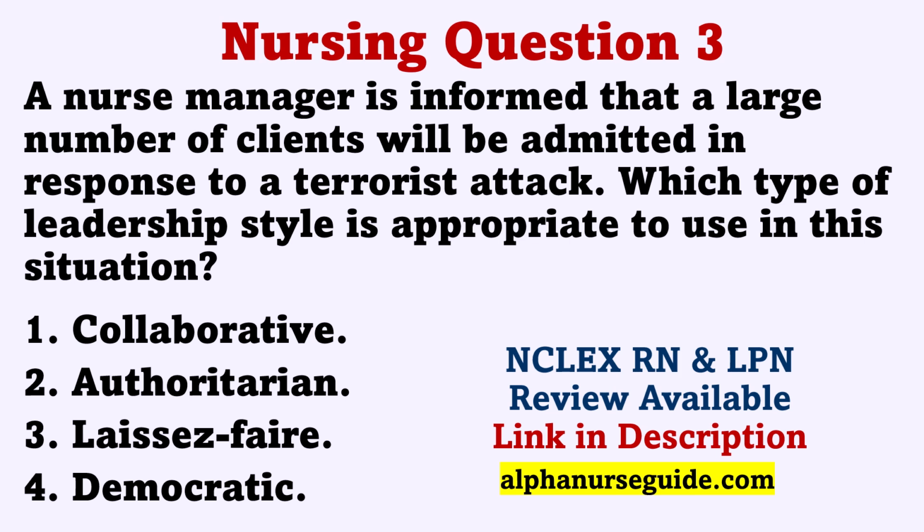Authoritarian. Rationale. The authoritarian leadership style is the appropriate style to use in a crisis when urgent decisions are necessary. In a crisis, one person must assume the responsibility for decisions. Autocratic leaders give orders and directions and make decisions for the group. Collaborative is not a classic leadership style. Collaborative refers to the democratic leadership style.